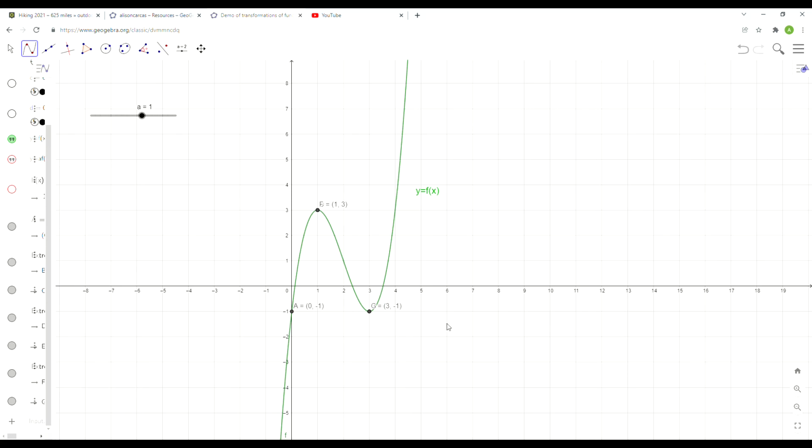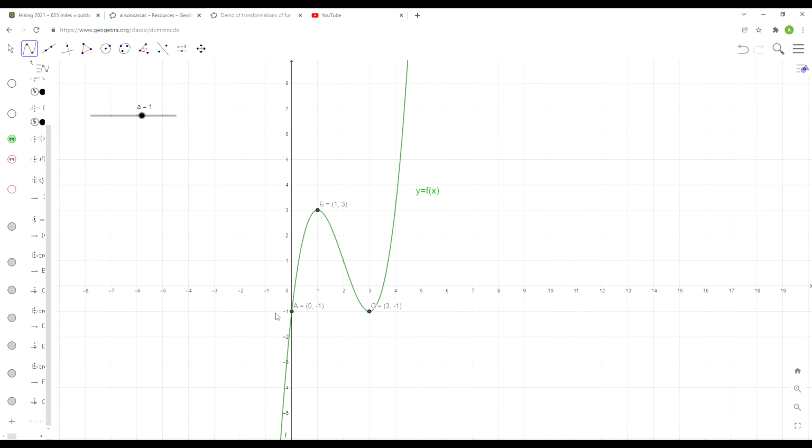So we're going to have a look at what happens if we transform this curve. So let's just think about what we're looking at here. We're looking at a graph where the x coordinate is x, of course, and the y coordinate is f of x. So we can see from that that f of 0, here's x equals 0, f of 0 is minus 1, f of 1 is 3, and f of 3 is minus 1. That's how we've drawn the graph from the values that come out of f of x.